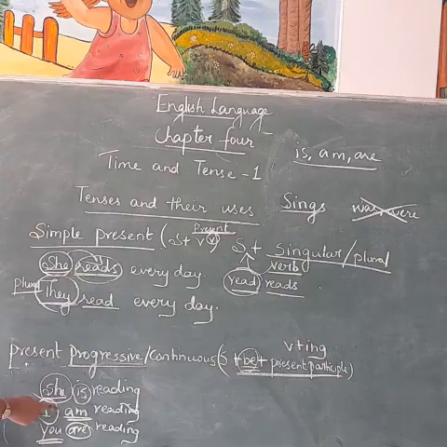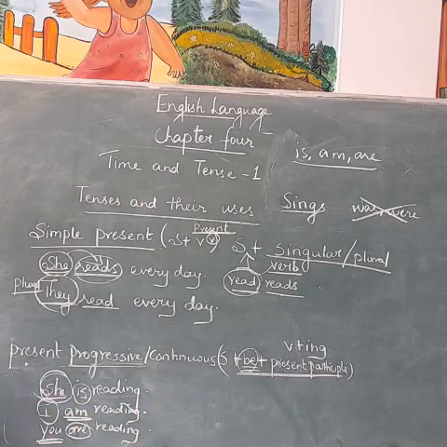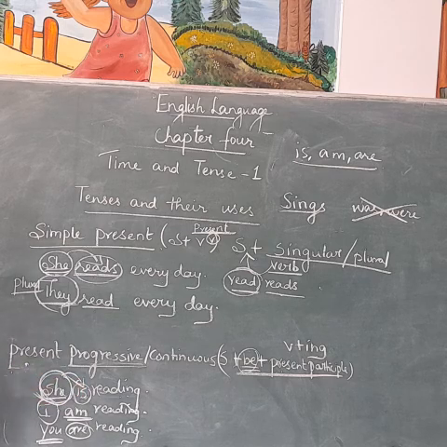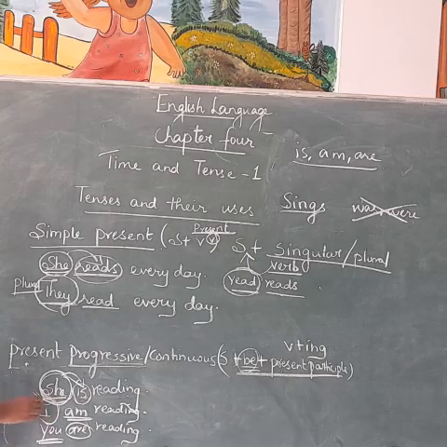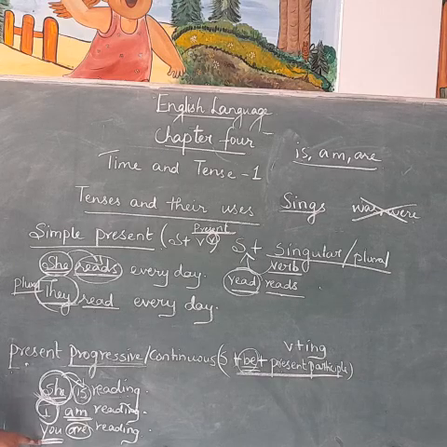Look at the board. See, she is reading. That's the first example. In this sentence, the subject is she. So the be verb is is used. In the second sentence, the subject is I. So the be verb am is used. In the third sentence, you is the subject. So the be verb are is used.